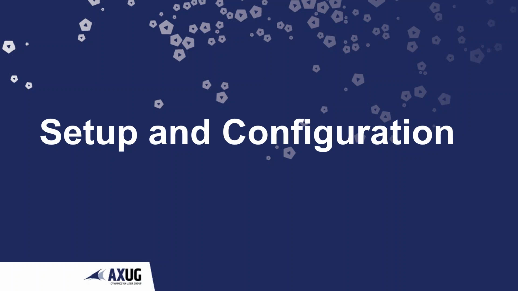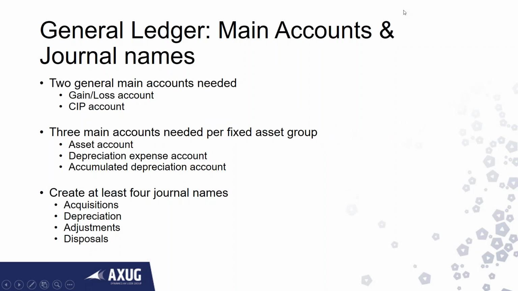So as he mentioned earlier, we're going to get into the setup and configuration first. The first thing we want to get into for the setup is the general ledger. We need to create some main accounts and some journal names. I suggest creating at least two general main accounts, a gain and loss account for any disposal transactions, and also a construction in progress account. These can be used for all fixed asset groups, and something we'll get into later.